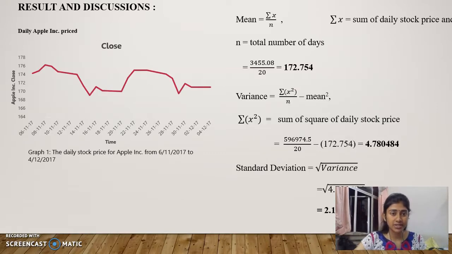And this is the result and discussion for the stock price. This is the daily graph of daily stock price for Apple company from 6 November to 4 December, and the mean for this stock price is 172.745, the variance is 4.78, and the standard deviation is 2.18.